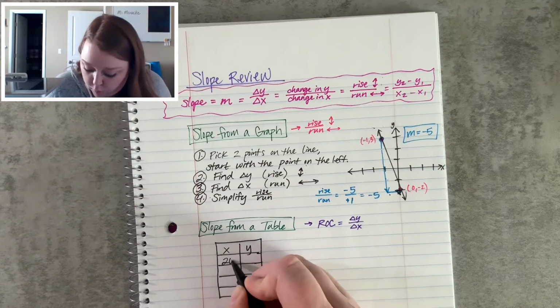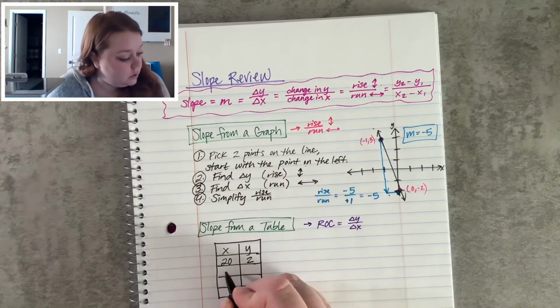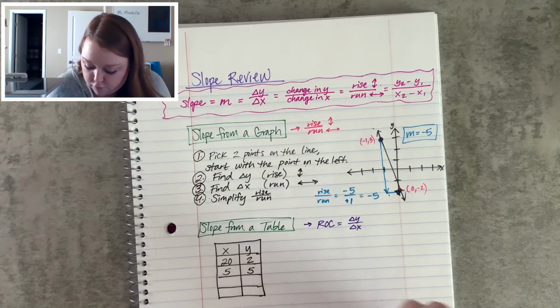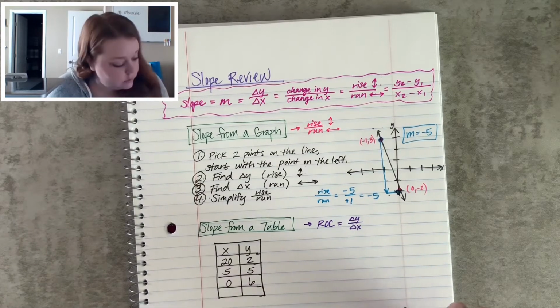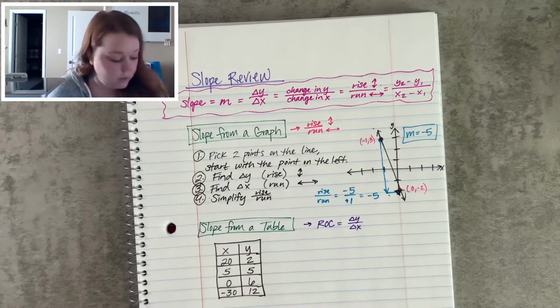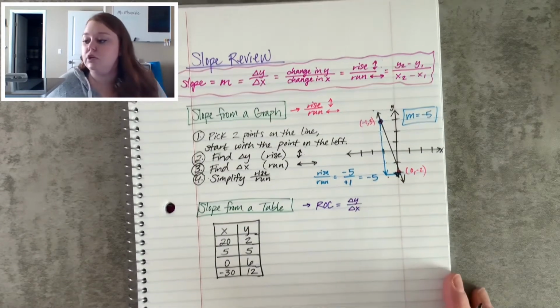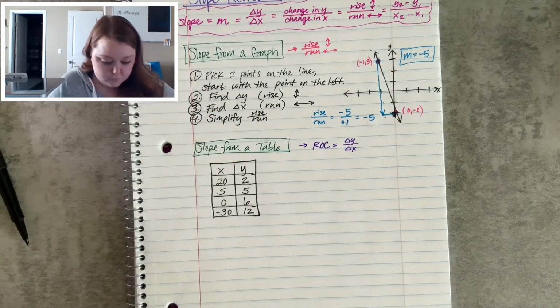Here we go. We got 20 and then 2. 5, 5. 0, 6. -30, 12. So make sure you got that written down correctly. Pause the video if you need to get caught up.